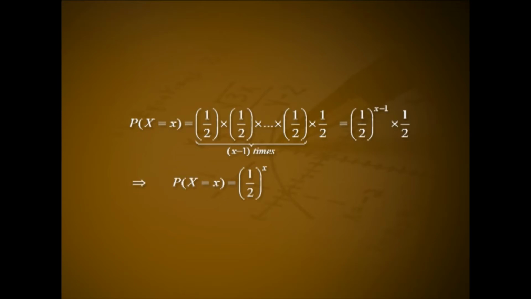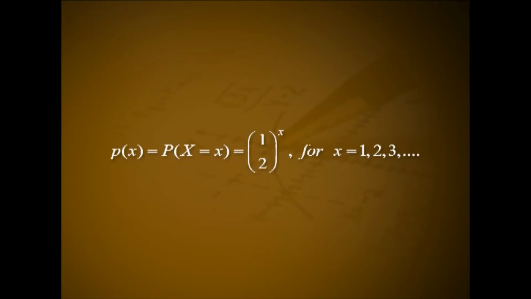Into 1 by 2, that is (x minus 1) times into 1 by 2. That is equal to 1 by 2 all raised to x minus 1 into 1 by 2. This implies P of capital X equal to small x, that is equal to 1 by 2 raised to x. We know the number of tosses required for an odd number could be 1, 2, 3, etc. That is, the possible values of x are 1, 2, 3, etc. So, the probability mass function of x can be written as P of x, that is equal to P of capital X equal to small x, that is equal to 1 by 2 raised to x for small x equal to 1, 2, 3, etc.